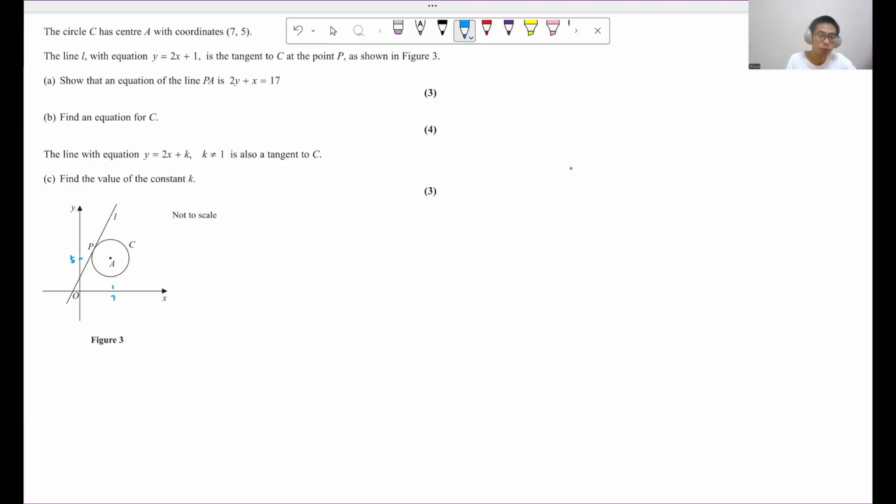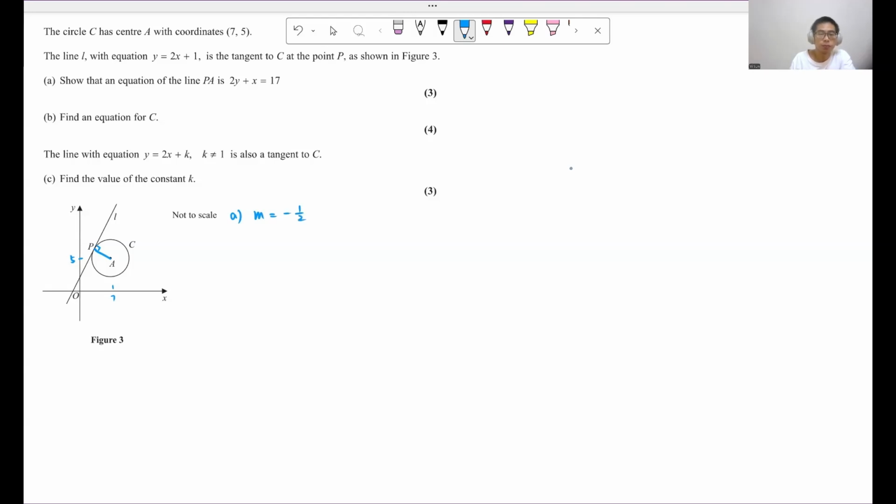So we want to work out the equation of this line PA. We know PA is the radius, and line L is the tangent. So always remember the circle theorem, the tangent is always perpendicular to the radius at where they meet. So those two lines will be perpendicular to each other. And if line L has gradient 2, then PA has to be the negative reciprocal. So the gradient is equal to negative 1 over 2.